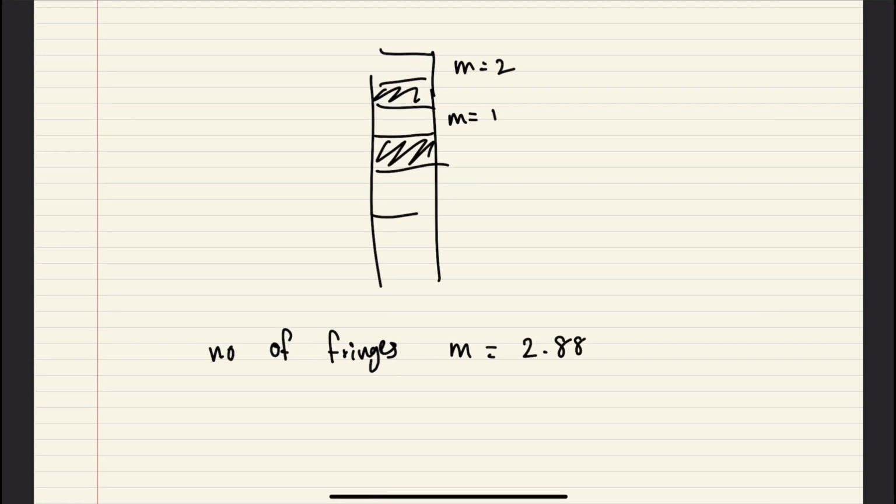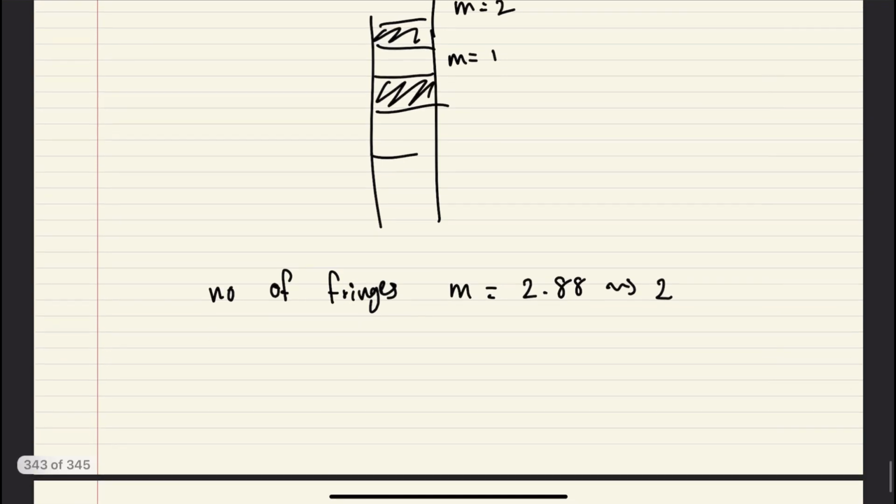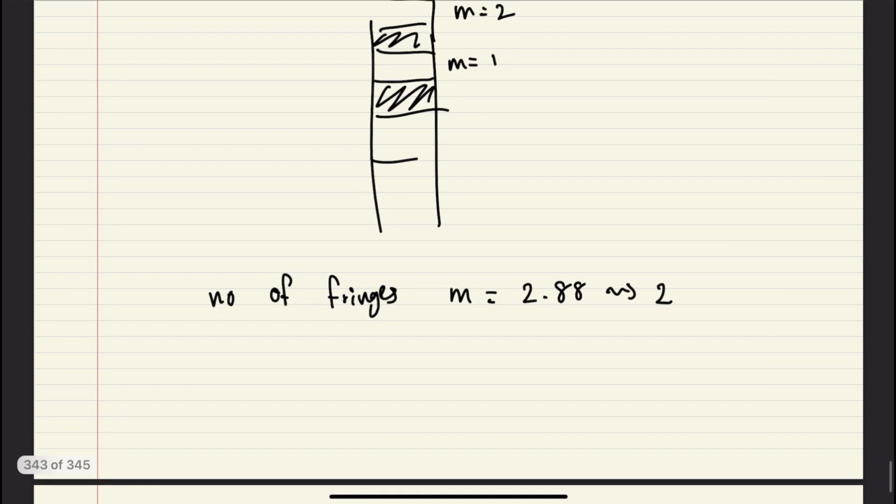So what you're going to do, you have to round it off down to the whole number before, which is 2 as your solid number, and then you have to multiply by 2, and then you have to add 1 for the center part. That one is for the bright fringes, so it will be 5 fringes.